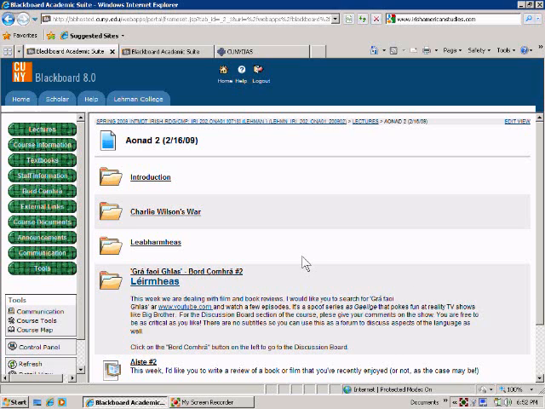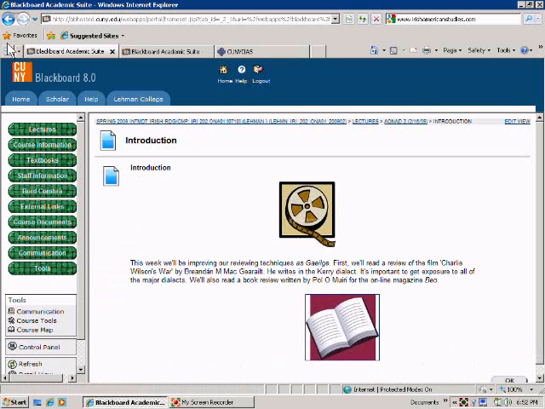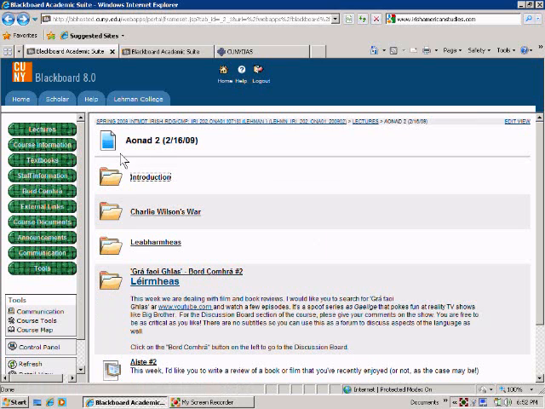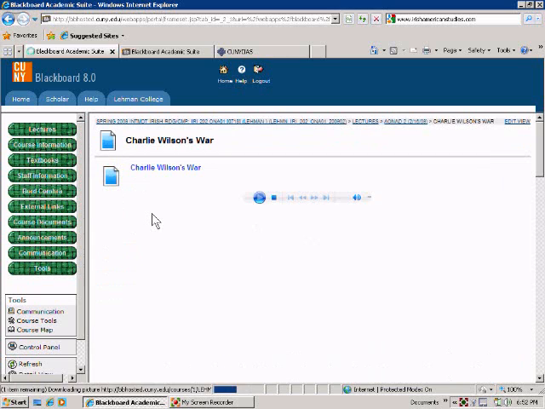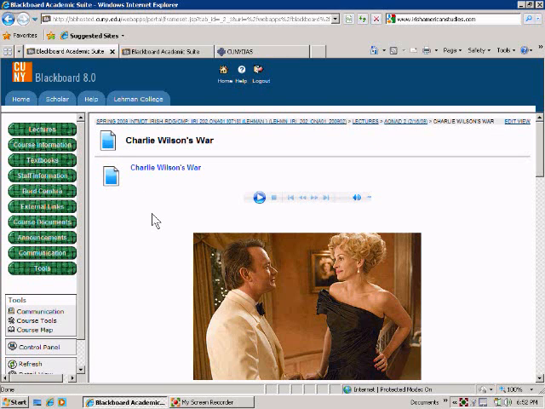So here we see they have an introduction, some general information. You can see a use of both English and Irish in this course. This is reading and composition, so they're being provided with text.